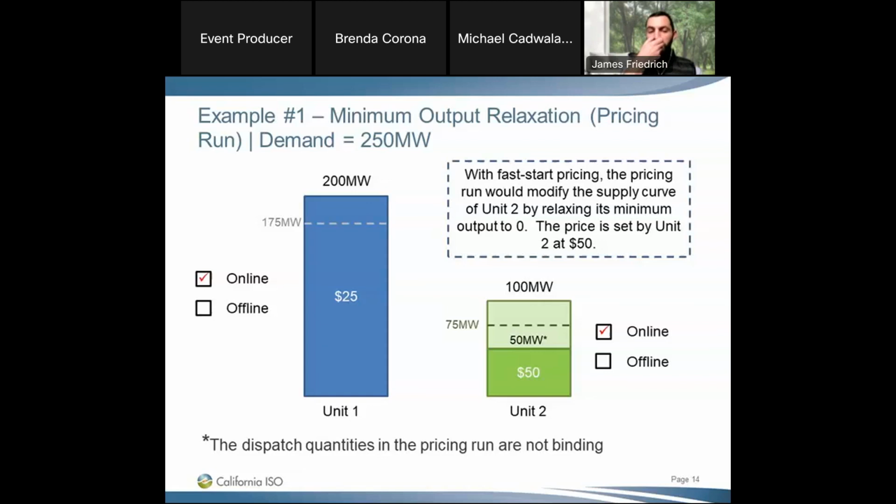So to review, the scheduling run determined the optimal dispatch of these units, considering the units' offered costs and their physical operating constraints. And then in the pricing run, the assumption of the minimum output of unit 2 is relaxed such that unit 2 is now able to set the market price at $50. Okay, let's go to the next slide.